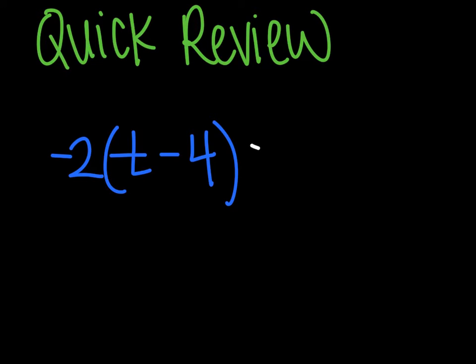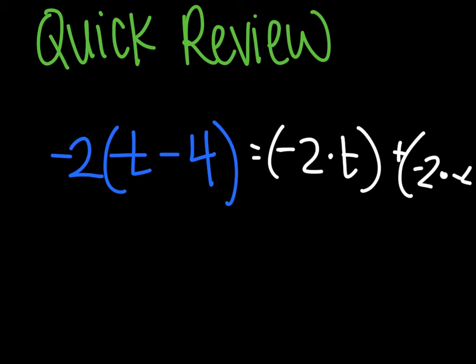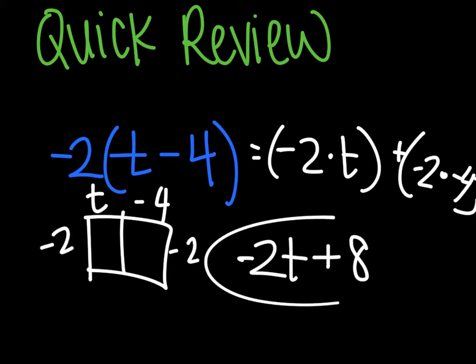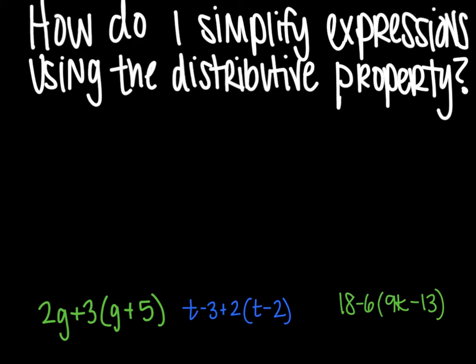You are multiplying negative 2 times t, and you're going to multiply negative 2 times negative 4. Using your box, that's what you end up seeing here, and you get an answer. Negative 2 times t is negative 2t, and negative 2 times negative 4 is positive 8. So there's your answer. The big question for today is how do I simplify expressions using the distributive property?